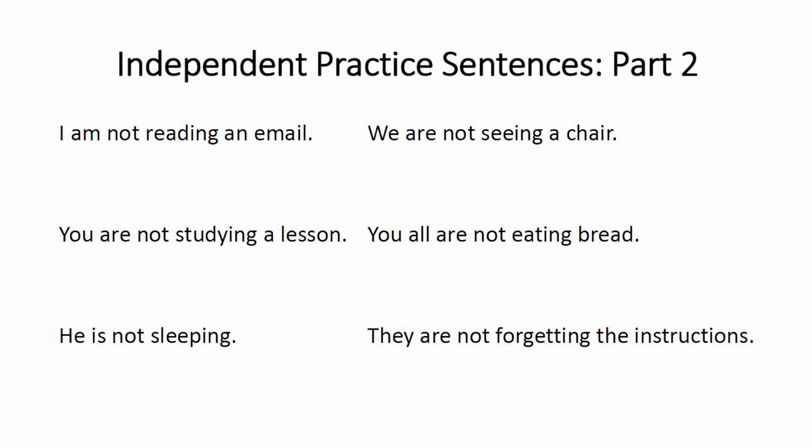You all are eating bread. You all are not eating bread. And finally, they are forgetting the instructions. They are not forgetting the instructions. So you're going to write those. It's going to be a total of 12 sentences. The first 6 are going to be in the affirmative, and the next 6 are going to be in the negative. That'll give you practice in writing these sentences. And we're dealing with the present progressive tense.